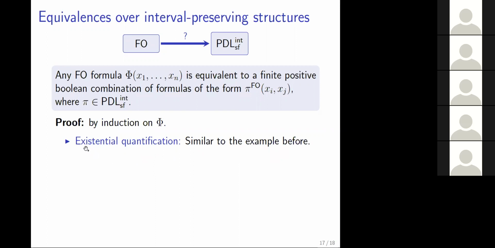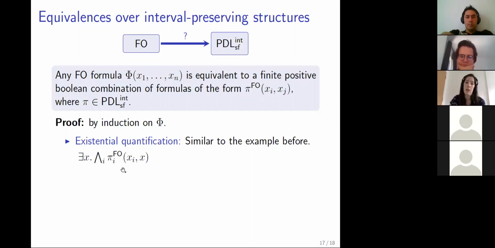The other interesting case is existential quantification. By induction, you have a positive Boolean combination of formulas like this. You can always push the existential quantifications inside the disjunction. So you can just assume that we have a formula like this given by the induction hypothesis, and we want to write an equivalent formula without the existential quantification. But this is essentially the same type of formula as I showed you in the example at the beginning.